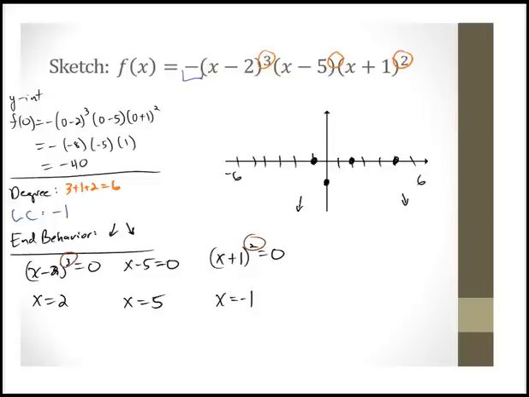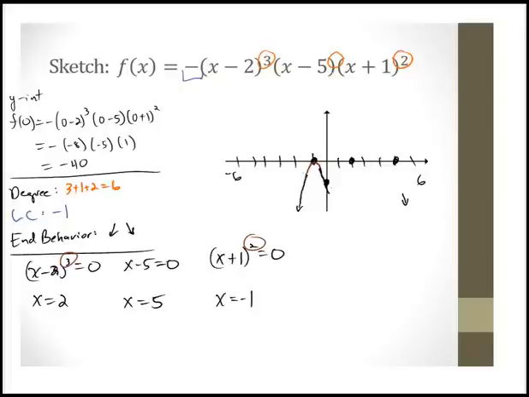The curve's going to come up to -1. Now what happens near -1? Well, since we have a multiplicity 2, it's going to touch and bounce off. It's going to hit my y-intercept at -40. Now it's got to come back up to, I'm sorry, that was at -1.